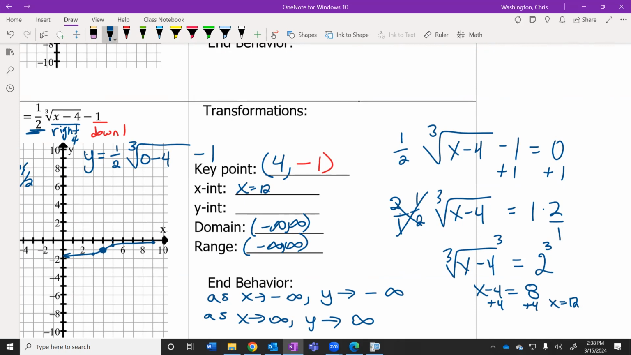If we have square root, cube root, exponential, logarithm, quadratic, we're going to do rational functions in a couple weeks after spring break. It doesn't matter. If you find the y-intercept, plug in 0 for x. How do you type this in your calculator?